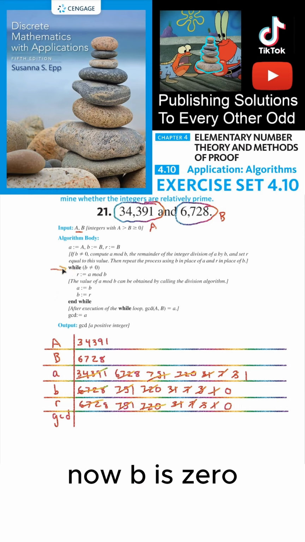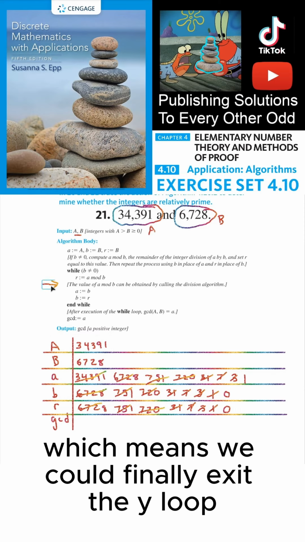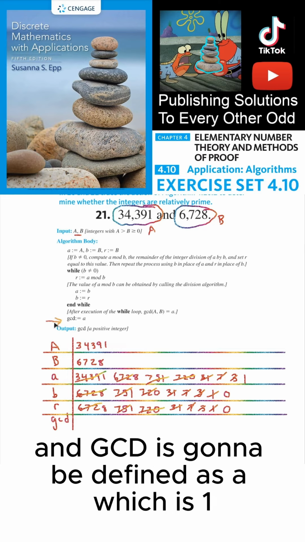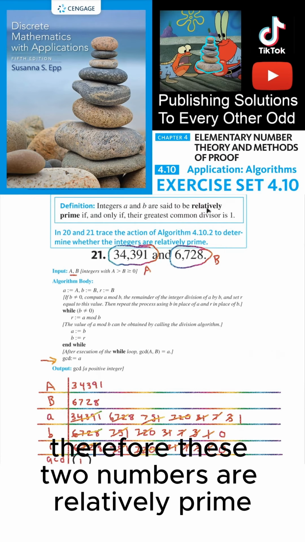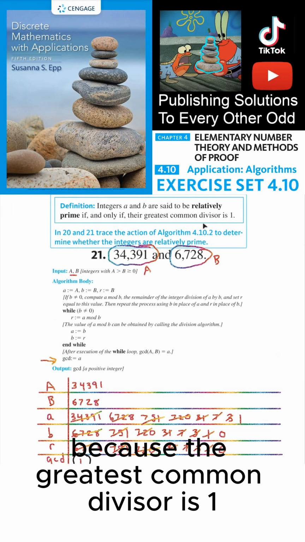Now, b is 0, which means we can finally exit the while loop, and GCD is going to be defined as a, which is 1. And that's my final answer. Therefore, these two numbers are relatively prime because the greatest common divisor is 1.